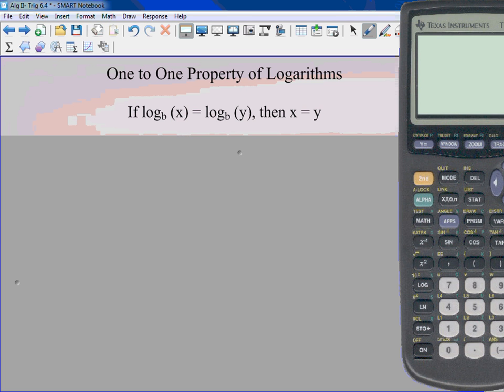One lesson. These are all properties. Remember the title of the lesson was Properties of Logarithms. But they have like 10 exponential functions. Log base b of x, if it's equal to log base b of y, then x has to equal y.